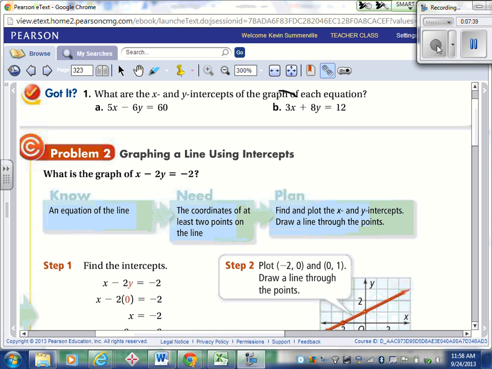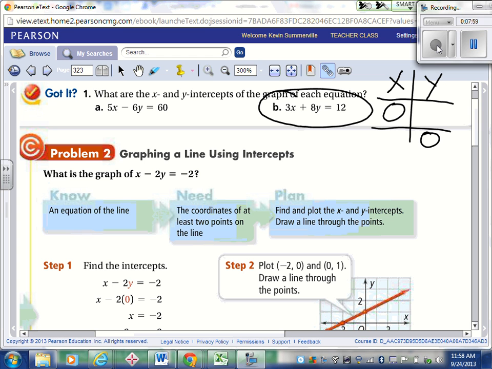Let's take a look at B. We have 3x plus 8y equals 12. I need to find the x and the y-intercept. So I'm going to make an x, y chart, and I know I have to make x 0, and I know I have to make y 0. And now I'm going to substitute that information into the equation.